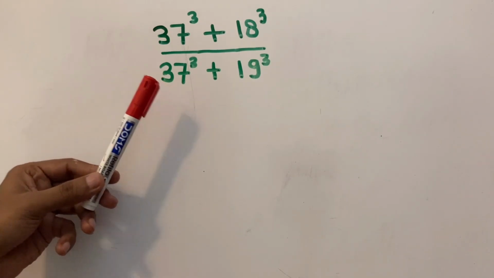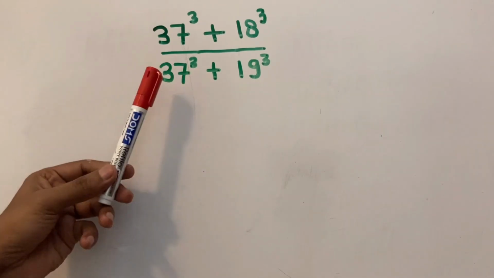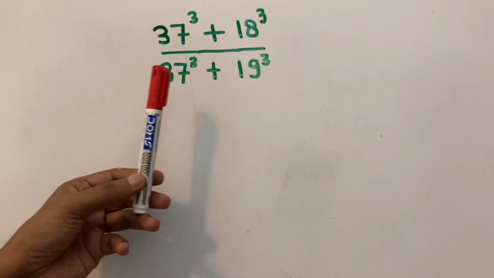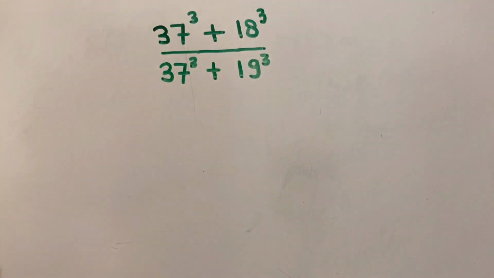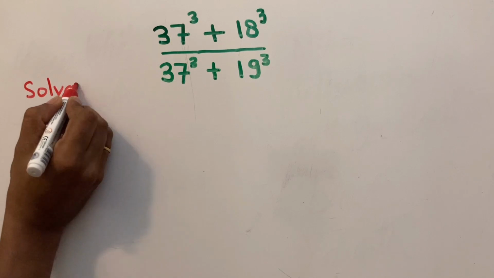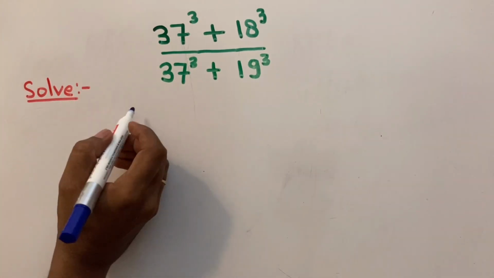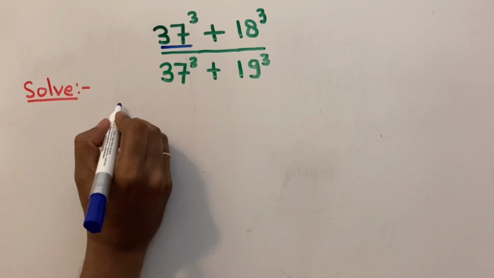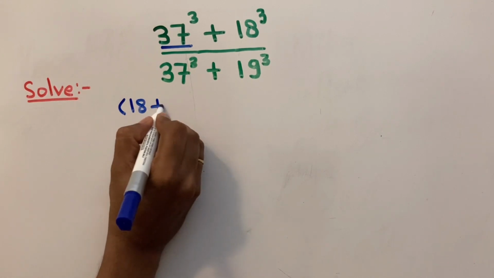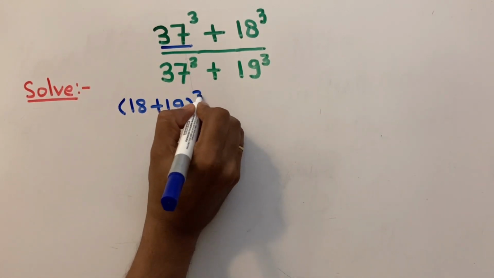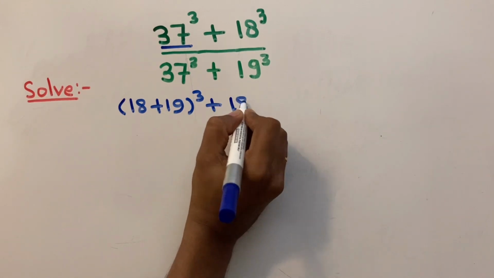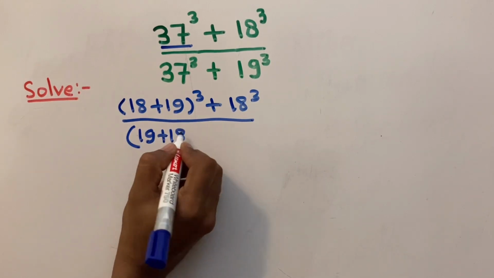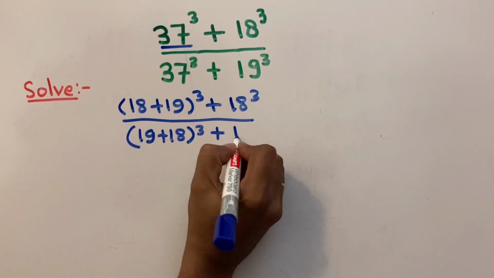In this problem, you have to find the solution of this arithmetic expression, that is 37 to power 3 plus 18 to power 3 divided by 37 to power 3 plus 19 to power 3. To solve this, 37 can also be written as 18 plus 19. So this expression becomes (18 plus 19) to power 3 plus 18 to power 3 divided by (19 plus 18) to power 3 plus 19 to power 3.